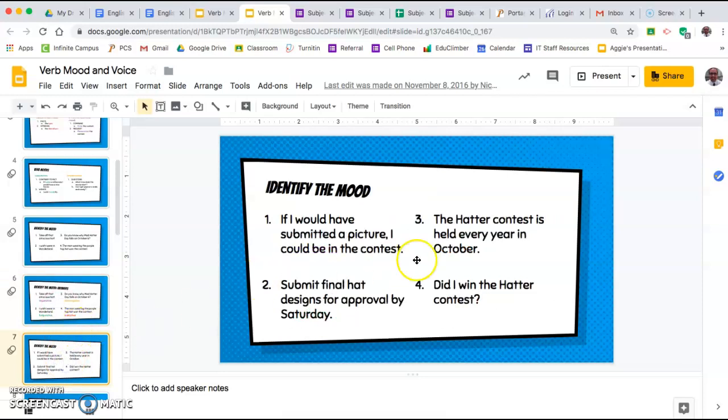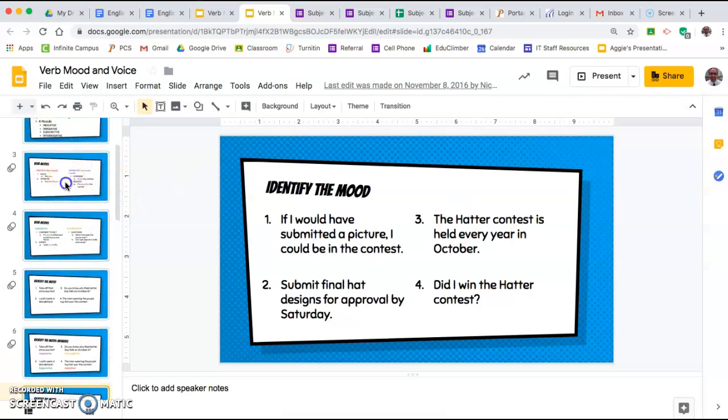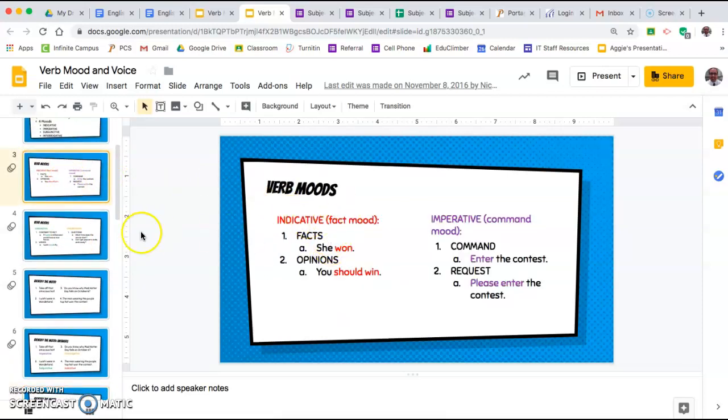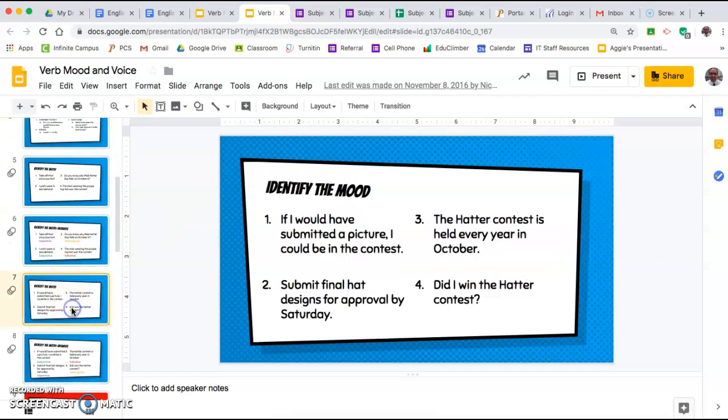Oops. The Hatter contest is held every year in October. This is just a statement of when it occurs. So you're just indicating facts. So it's indicative. And the last one, did I win the Hatter contest, is a question.